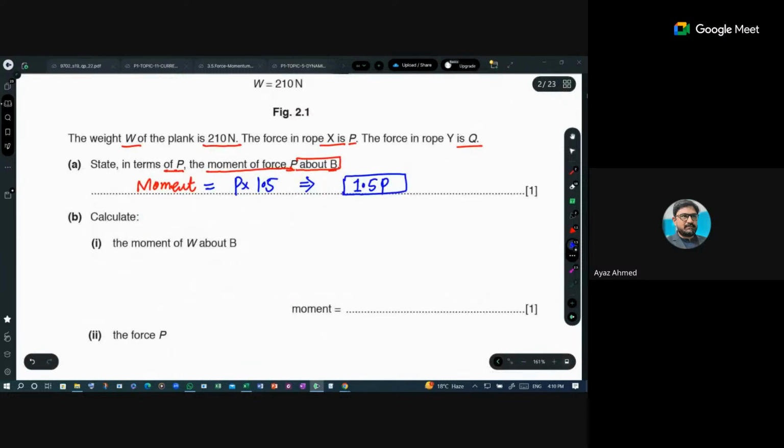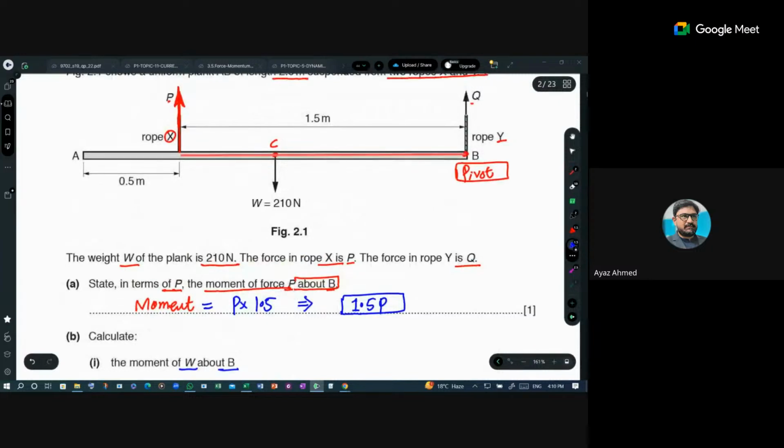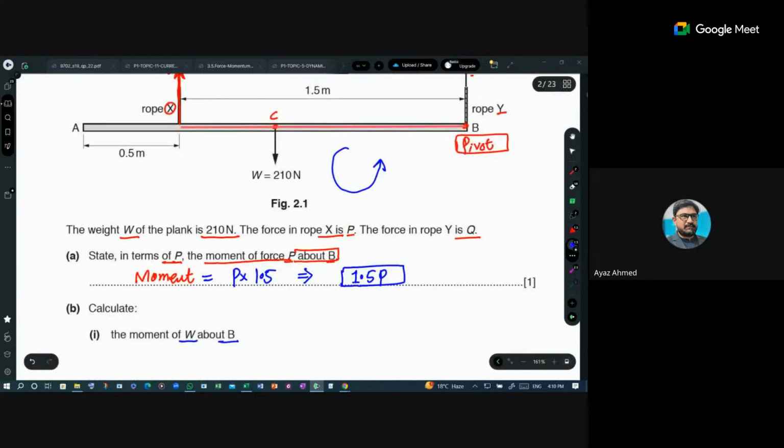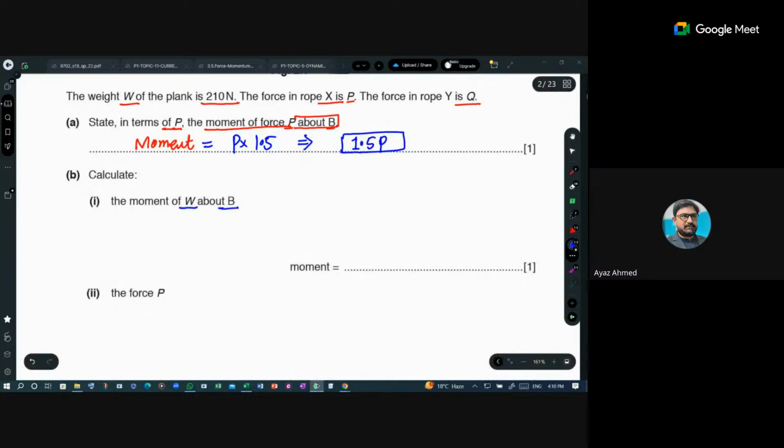Now, calculate the moment of W about B. What is this question? This question is that you have to calculate the moment of this weight force about point B. So, what do you say? Which moment will it cause? Clockwise or anti-clockwise? Anti-clockwise, right? Like this. Okay, and that will be 210 times. It is 1 mark.